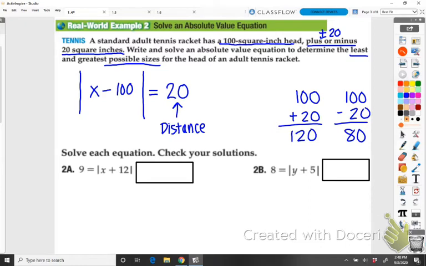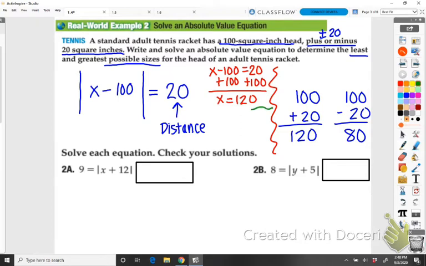And if we solve this, we have to do two cases. So x minus 100 equals 20. I would add 100, and that's how I got one of the answers, 120. The other option is x minus 100 equals -20. Again, you add 100 to -20, and you get the second answer, 80.